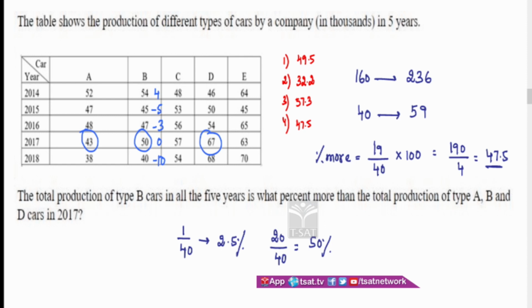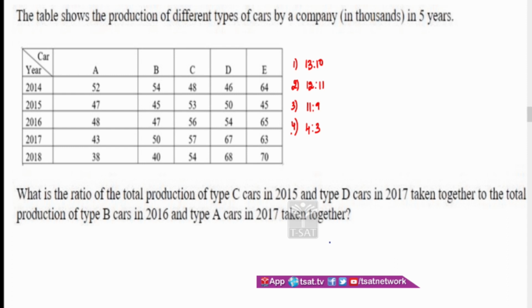Same thing, if I ask you what is 21 by 40, then you have to add both. Then you can say it is 52.5%. So, you have to work a little bit more on fractions, on how to convert fraction to percentage, so that in data interpretation it will be more and more easy for you to do it. Look at another question on the same graph.